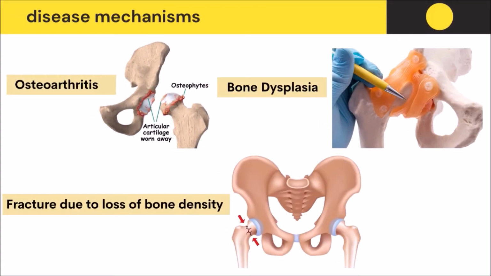The three most common disease mechanisms that lead to a hip replacement surgery include osteoarthritis, bone dysplasia, and fracture due to loss of bone density. Osteoarthritis is a type of arthritis which occurs when the cartilage at the end of bones gradually deteriorates. Bone dysplasia is a genetic condition that causes abnormalities in the bone and cartilage growth. The bone can also be fractured as a result of a low bone mineral density.